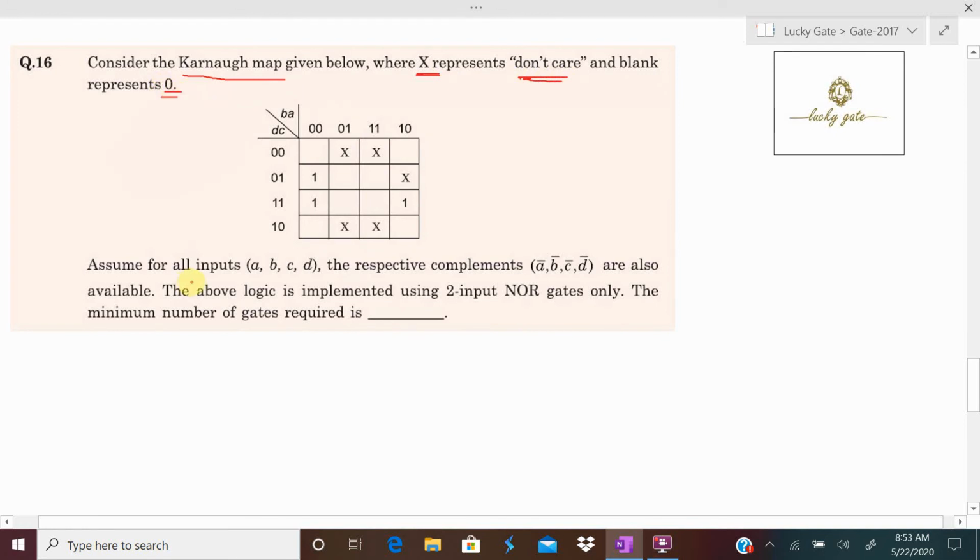0. Assume for all inputs A, B, C, D, the respective complements A complement, B complement, C complement, D complement are also available. Now the question is, the above logic is implemented using 2 input NOR gate only. The minimum number of gates required is, how many gates are required? To implement the Boolean function using NOR gates, first we have to simplify this K-map.